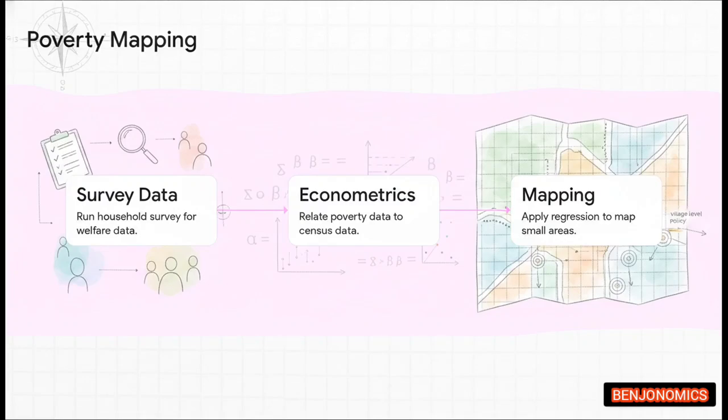Step 1. You run a detailed household survey to gather deep, accurate welfare data. Step 2. You economically relate that poverty data to variables that are also found in a broader national census. Step 3. You apply that newly formed regression equation to the massive census data. It is literally statistical magic. Researchers can take a relatively small household survey and accurately predict and map poverty across an entire country, allowing governments to target local policy interventions right down to the village level.